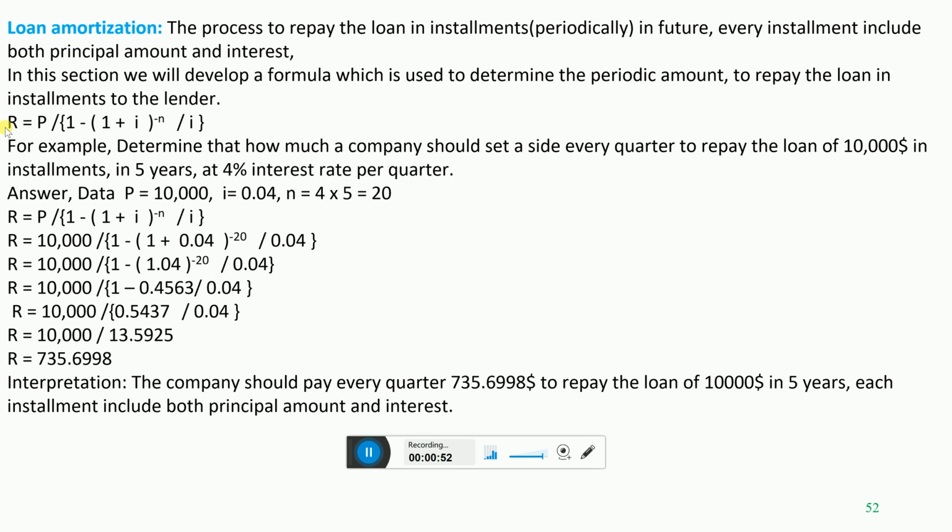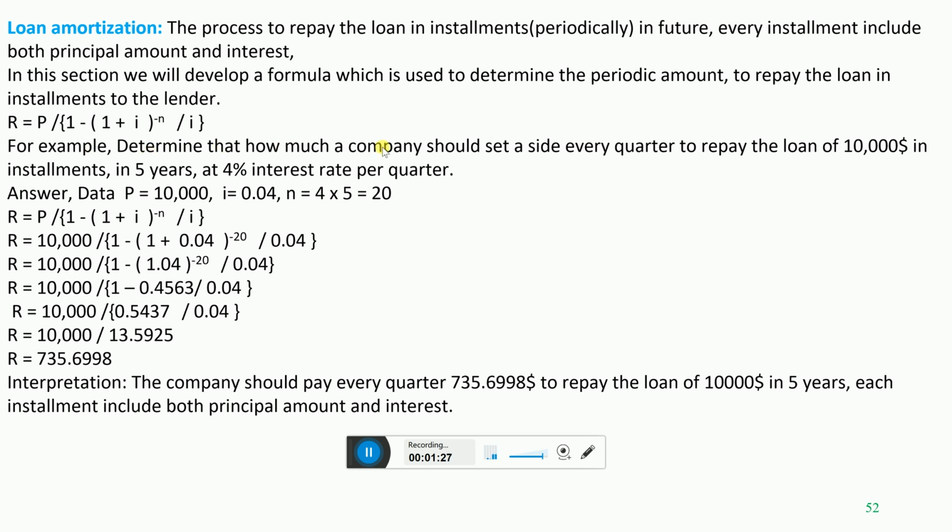So the formula is this: R is equal to P whole divided by 1 minus parenthesis start 1 plus i parenthesis closed raised to the power minus n, whole divided by i. Here R represents the periodic installment, P represents the amount of loan, the principal loan, and i and n, students, you know. Now I am developing an example to further clarify loan amortization.